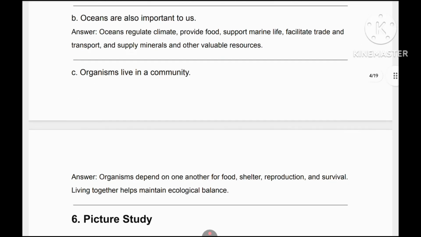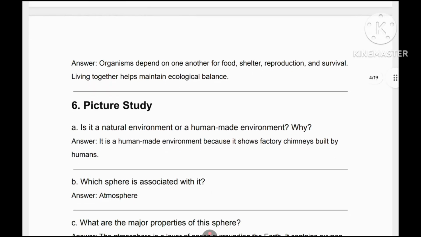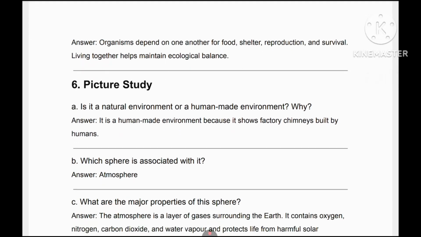Organisms live in a community. Organisms depend on one another for food, shelter, reproduction, and survival. Living together helps maintain ecological balance.